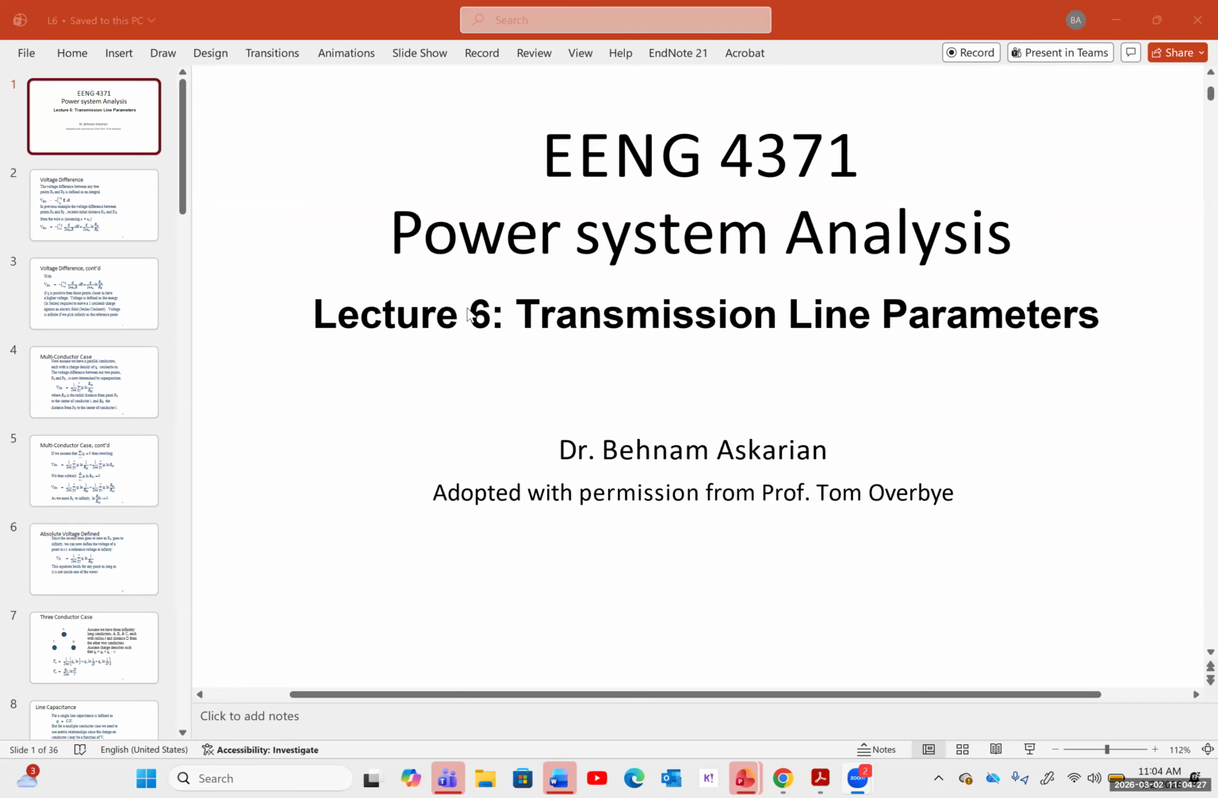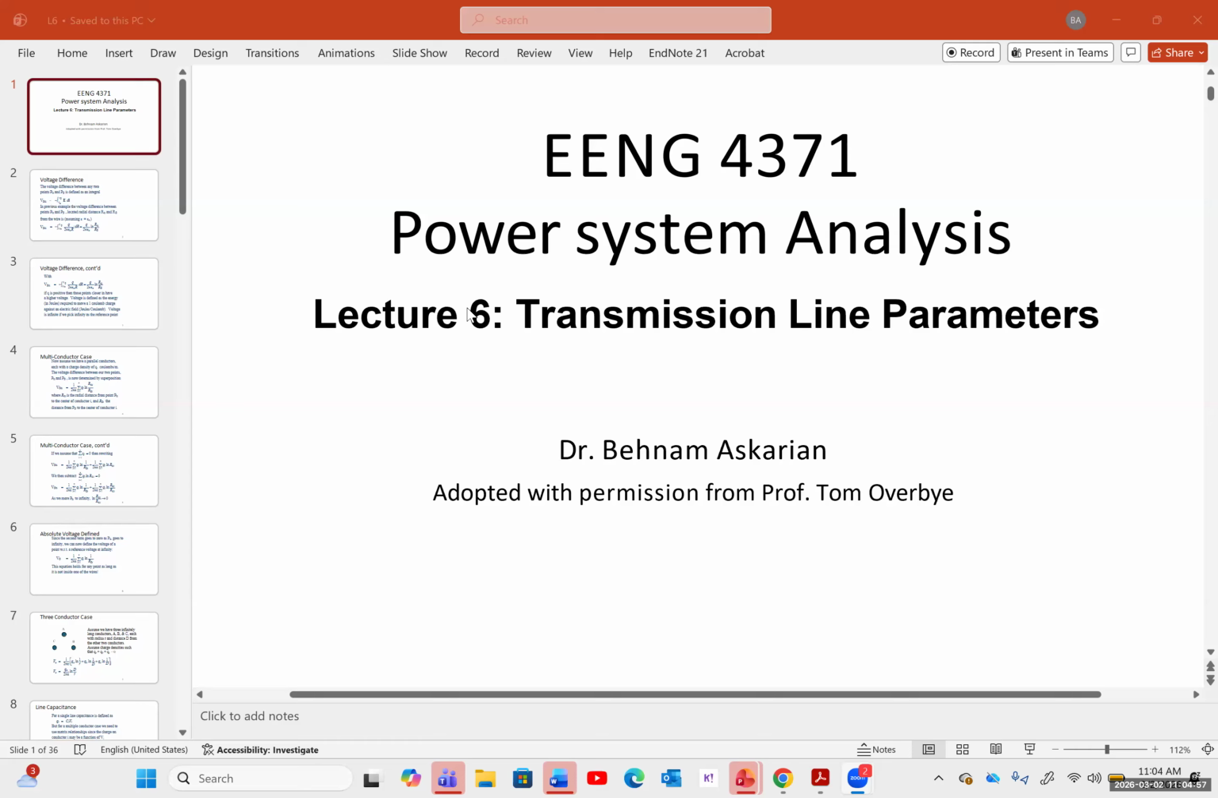In the previous class, we started with grids and how we manage grids, and the importance of line capacitance, inductance and resistance and the role they play in grids.